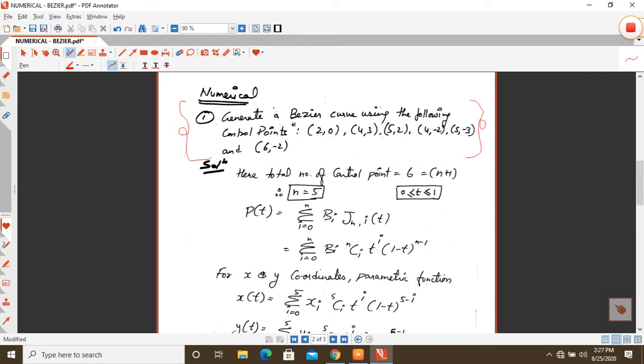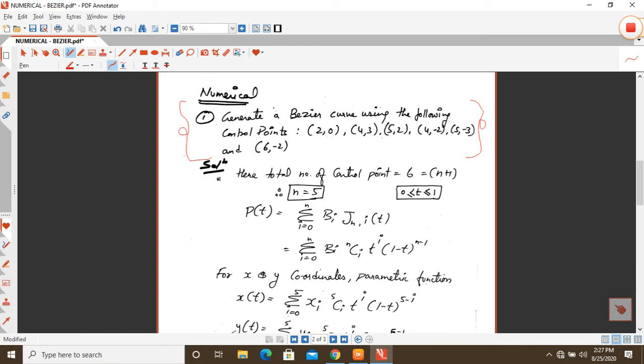But before that, you should first write this question, that is, generate a Bezier curve using the following control points: (2, 0), (4, 3), (5, 2), (4, -2), (5, -3) and (6, -2). It is my humble request that before studying any lecture related to CAD/CAM, you should keep your pens and notebook ready so that you can make effective notes to make your concepts clear.